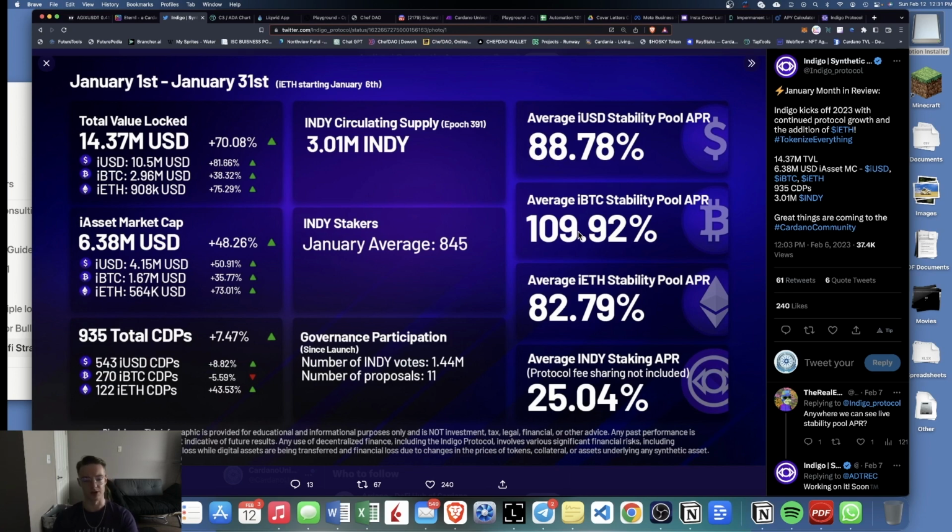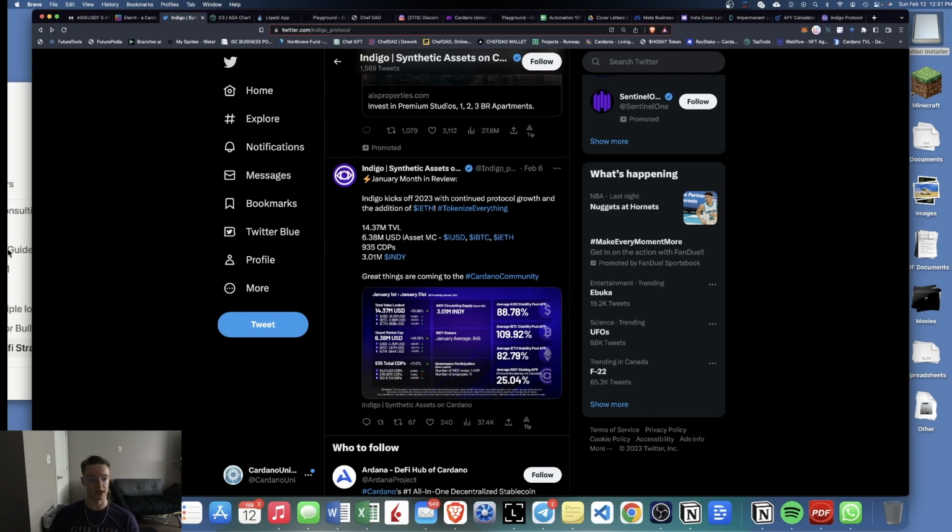And then the other thing is we earn Indy tokens. I don't know if the APR represents I'm getting more iBTC or if I'm getting just Indy tokens. I actually don't know. But you can also stake the Indy, and that's a 25% interest rate. And you get protocol fee sharing as well, which is not included right now. But in the future, we will see. So basically, you're getting paid handsomely to take on this risk of creating the stability pool.